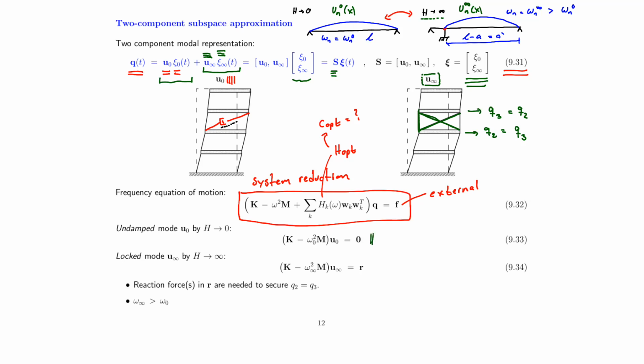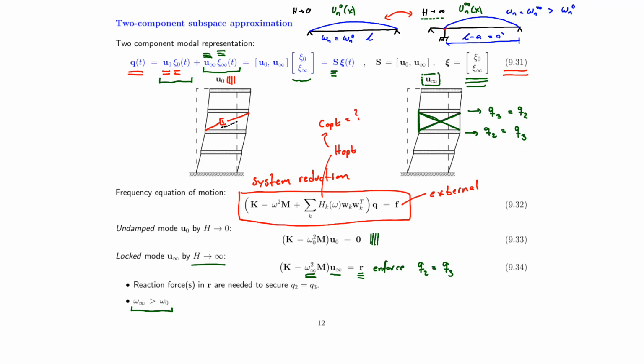So the undamped case is simply solved by solving the generalized eigenvalue problem without the damper. But with the damper fully locked, we get reaction forces on the right-hand side that enforce that Q2 is equal to Q3. And that gives us a change in the natural vibration mode and its corresponding frequency. So the locked natural frequency omega infinity is inherently larger than the undamped natural frequency omega 0. It is sometimes quite inconvenient to directly solve 933.